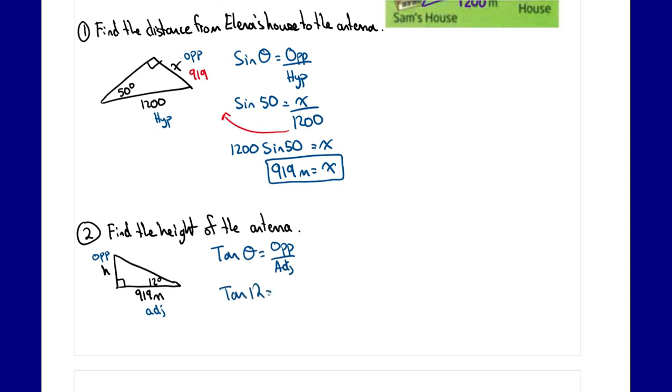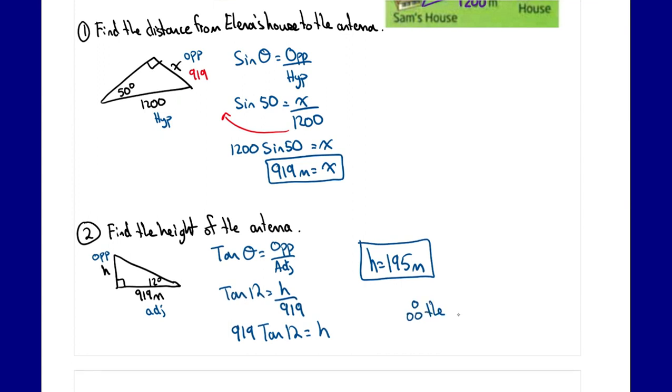Tan of 12 degrees is going to equal opposite, or h, our unknown, our height, over 919. I'm going to bring the 919 up and multiply it by tan of 12 degrees. That is going to give me my height. And altogether, I end up with h is equal to 195 meters. So, therefore, the antenna is 195 meters tall.